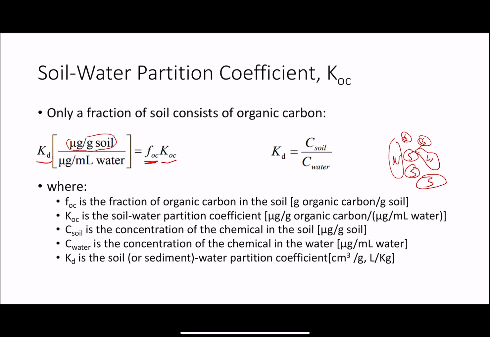So microgram of organic in the soil per gram of soil, divided by, now we go to the water, microgram of the organic in water over the milliliter of water, okay? So this is equal to KD, equal to FOC times KOC. KD is equal to what? Concentration of the organic in the soil divided by the concentration of the organic in water. Okay? And these are the meaning of each one of these parameters.